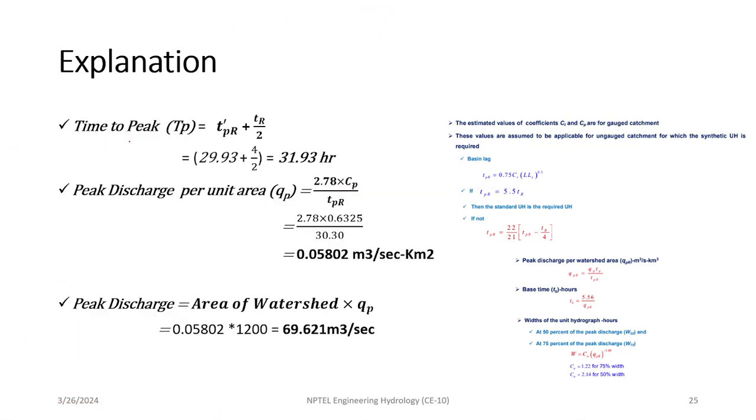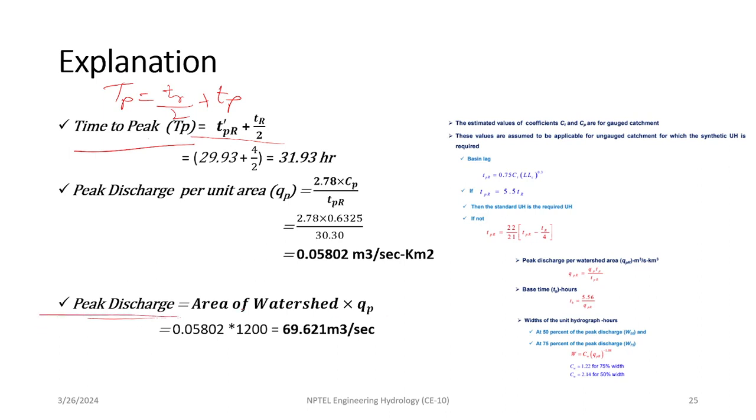Now we need to compute the time to peak. Remember that equation: time to peak equals TR by 2 plus TP. Can you remember that? This is the same relation. I am just summarizing it in the reverse way. Why have we preferred this much long calculation?